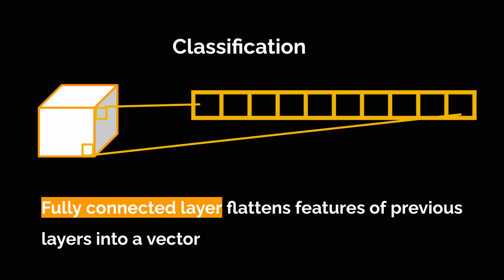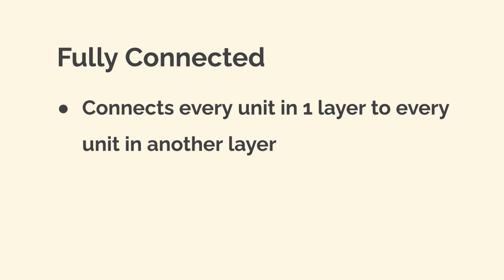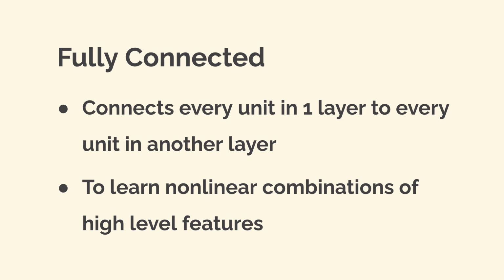All right, next up, we have the fully connected layer. This is the layer after the pooling layer, if you have one, and it's for classification. It will flatten the features of your previous layers into a vector, because it has to produce an output that is a vector in order for us to have some classification result if we're working with a classification problem. The fully connected layer will connect every unit in one layer to every unit in another layer. So it's going to be near the end of your layers, and its goal is to learn nonlinear combinations of high-level features like the eyes, the nose, or the face. That way it can produce what it finds.